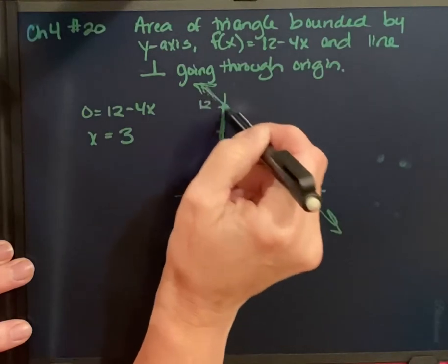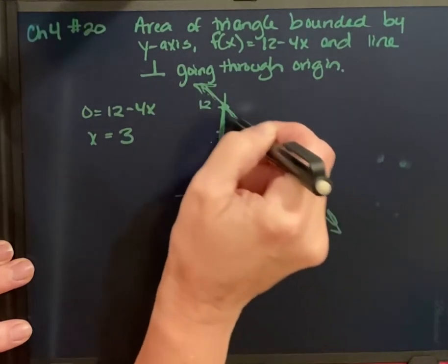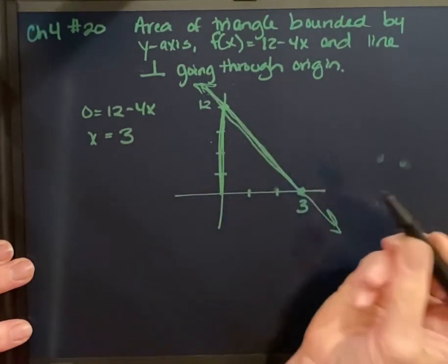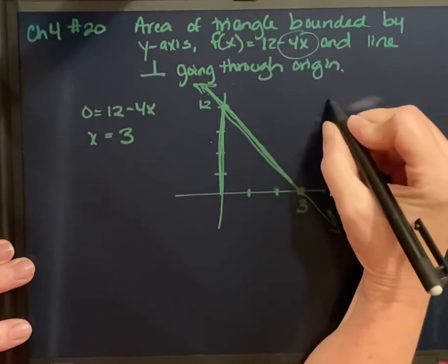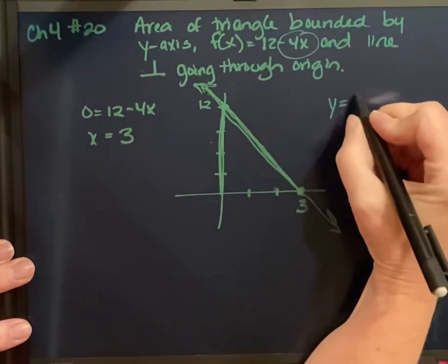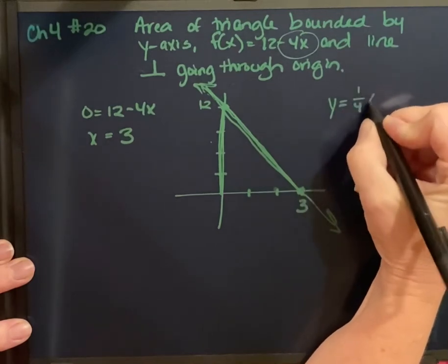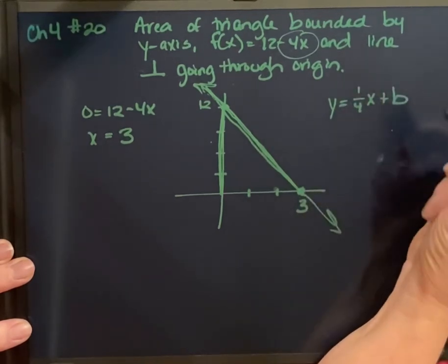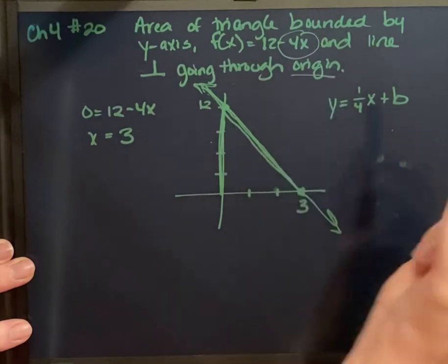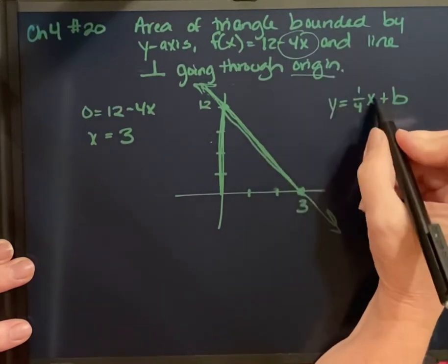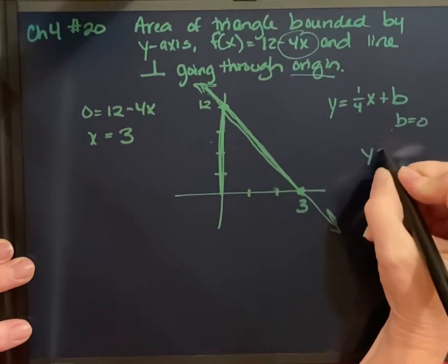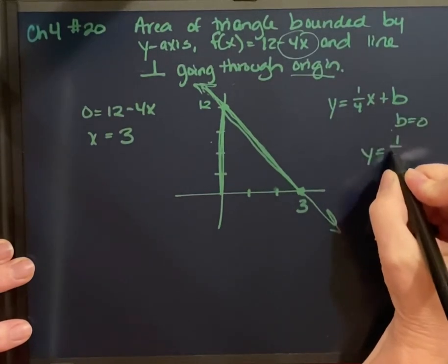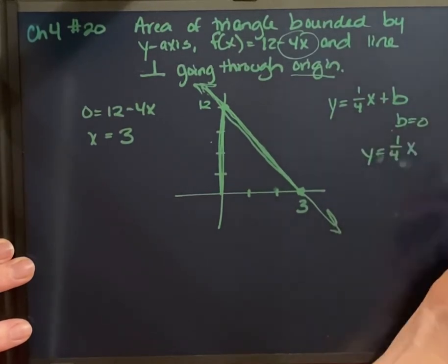And the next one is a line that's perpendicular to this. So this slope is -4. So that means our new line is going to have a slope of 1/4. And it says that it goes through the origin. So when we set these equal to 0, we're going to end up with b equals 0. So our line is just y equals 1/4 x.